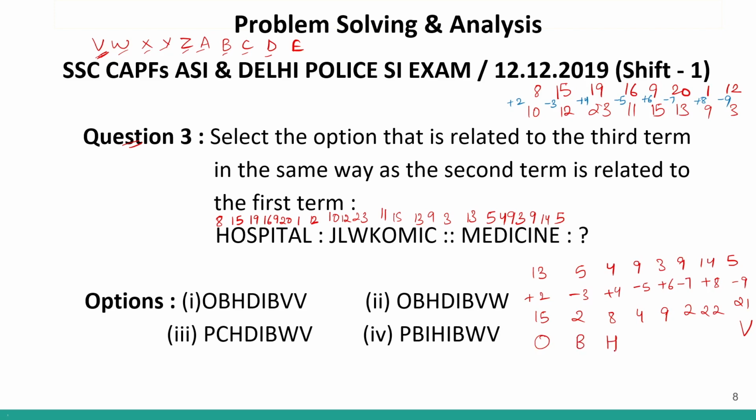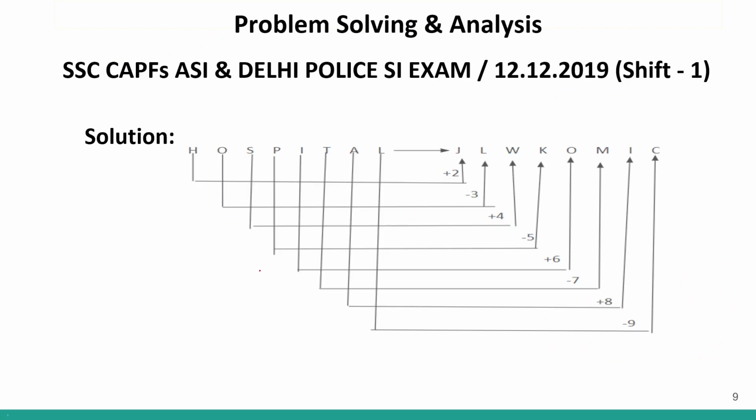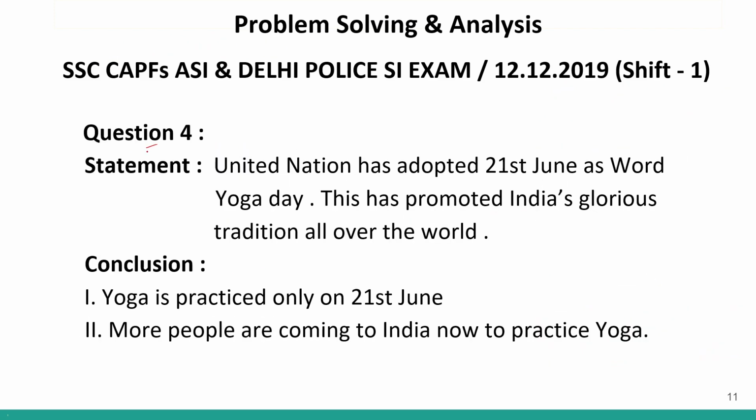Now at 15th, we have O. This is B. This is H. This is D. This is I. This is again B. And 22 is V. So we have O, B, H, D, I, B, V, V. This is our final code. And this is given in option number 1. So option number 1 will be your correct answer to this question. Clear? Now, let us move on to question number 4.